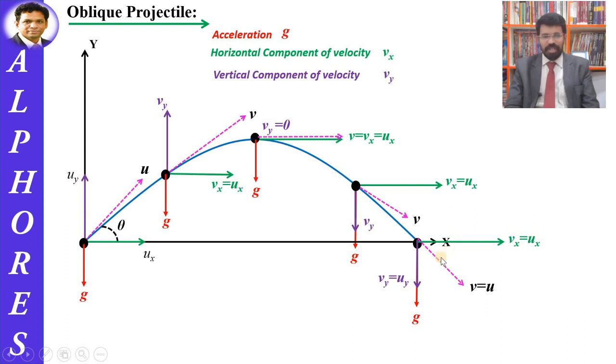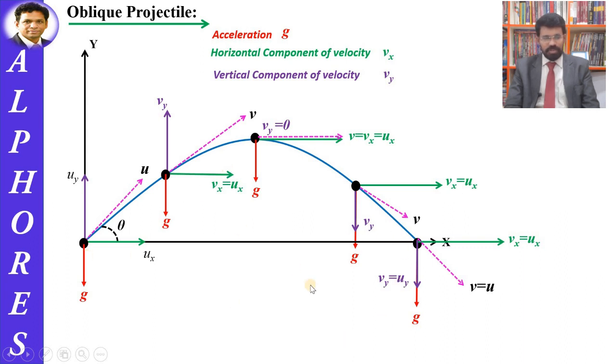So this is a kind of symmetry that exists in oblique projectile motion, at the point of projection and at the point where it strikes the ground. A similar picture will reflect except the vertical component of velocity's direction is reversed. That's it. Okay, so these are a few basics connected with oblique projectile motion.